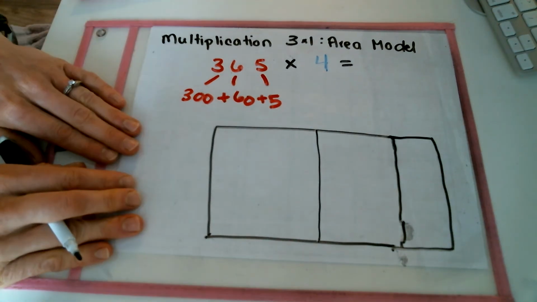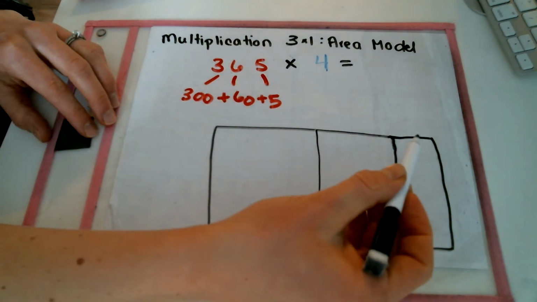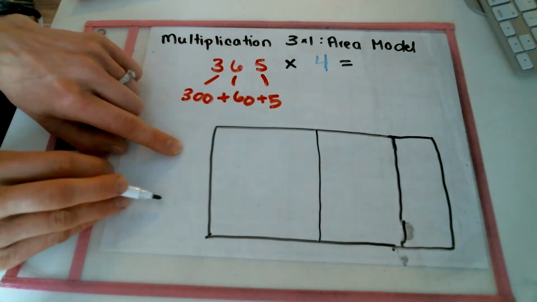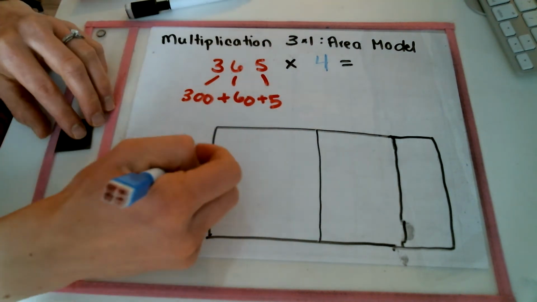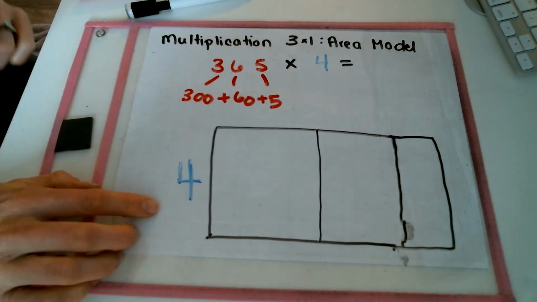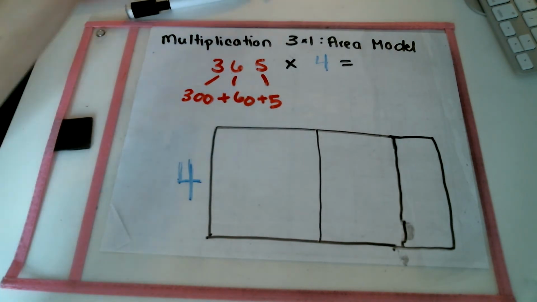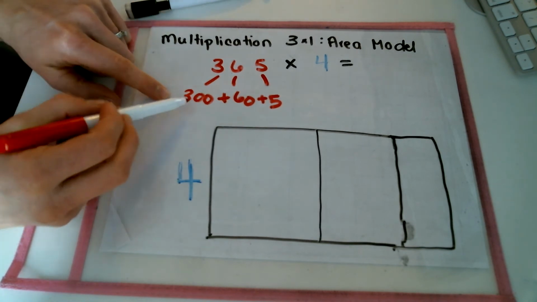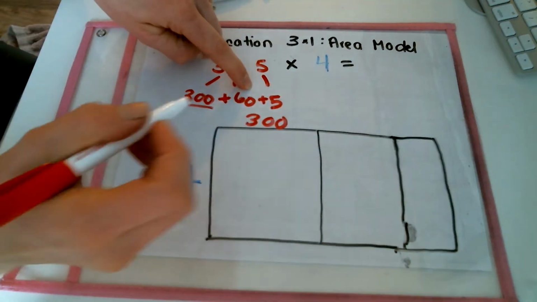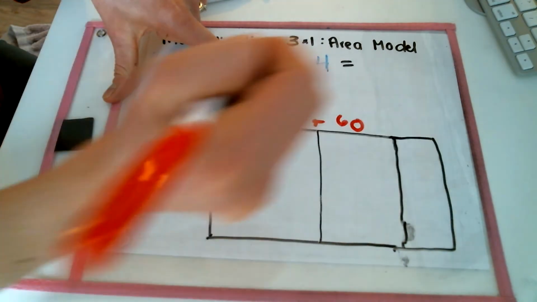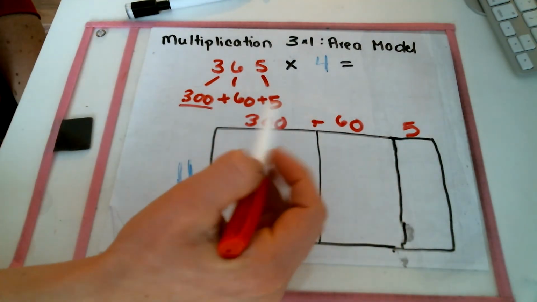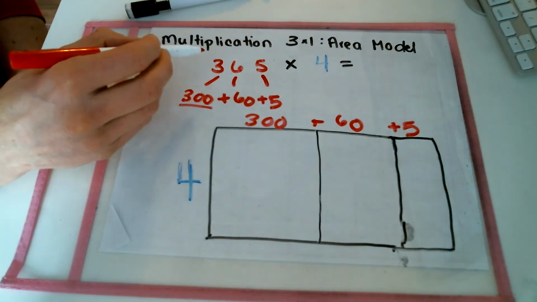Okay, so I have a rectangle that's in 3 chunks. Because the top is my longer part, I'm going to put my larger number across the top, and I'm going to put my smaller number down the smaller side. So I have my 4 here, and I'm going to take my 300 and put it in the first biggest box. Then I'm going to take my 60 and put it in my second box. I'm going to take my 5 and put it above the last box. Okay, so now I have 365. If I add those all together, I get that 365 up here.